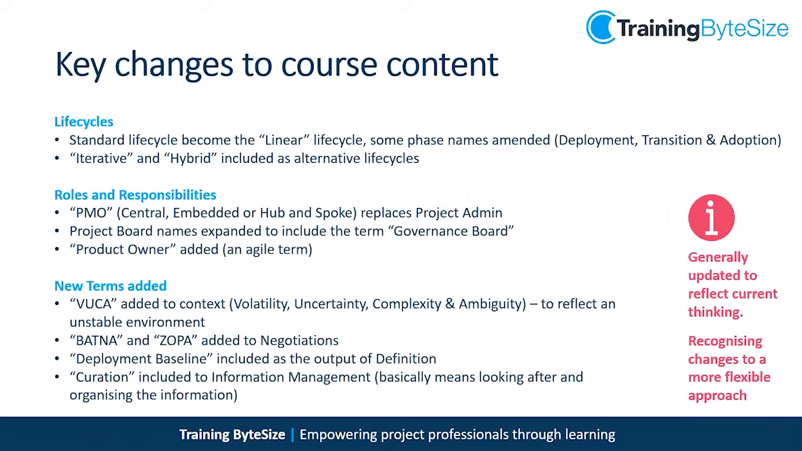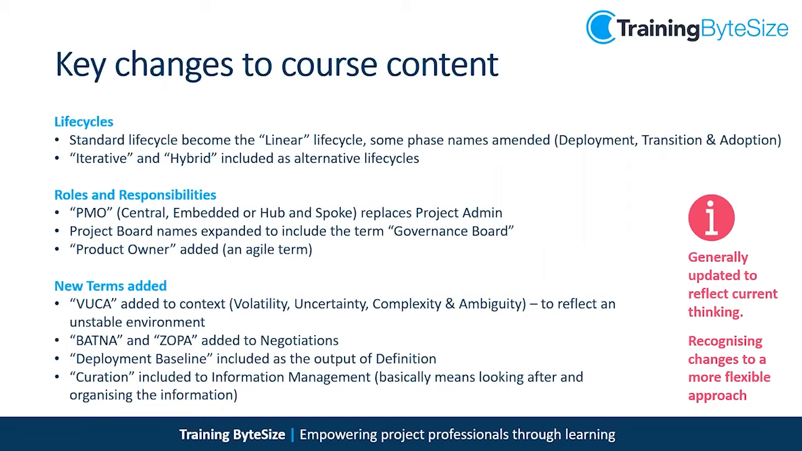New terms around environments have been added. So we have VUCA: volatility, uncertainty, complexity, and ambiguity, to reflect an unstable environment. I can't think of any unstable environments happening right now that might have VUCA applied to them by some organizations, but you take from that what you will.